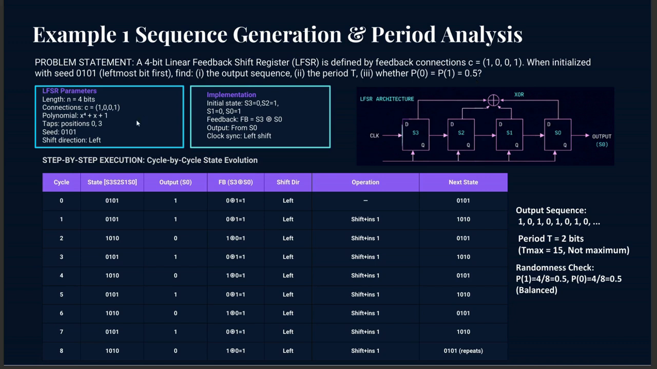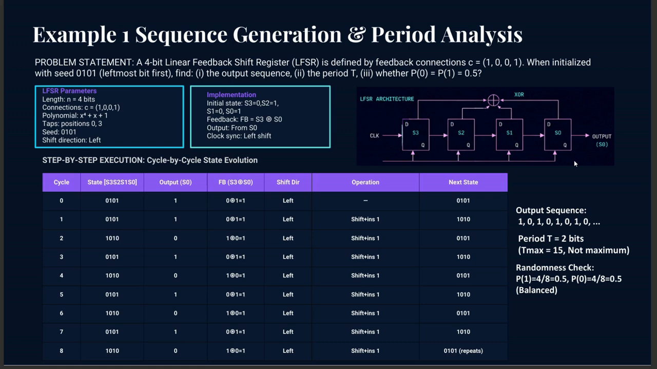Before solving, let's first understand what an LFSR actually does. An LFSR is basically a chain of flip-flops or memory cells. Here we have 4 stages: S3, S2, S1 and S0. At every clock pulse, the bits shift, a new feedback bit is generated and one output bit is produced. The output is taken from S0, which is the rightmost bit.